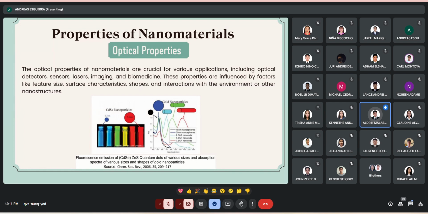Nanomaterials can be used for optical detector, sensor, laser, imaging, phosphor display, photocatalysis, solar cell, electrochemistry, and biomedicine. The optical properties of nanomaterials depend on parameters such as feature size, surface characteristics, shapes, and other variables including doping and interaction with the surrounding environment or other nanostructures.